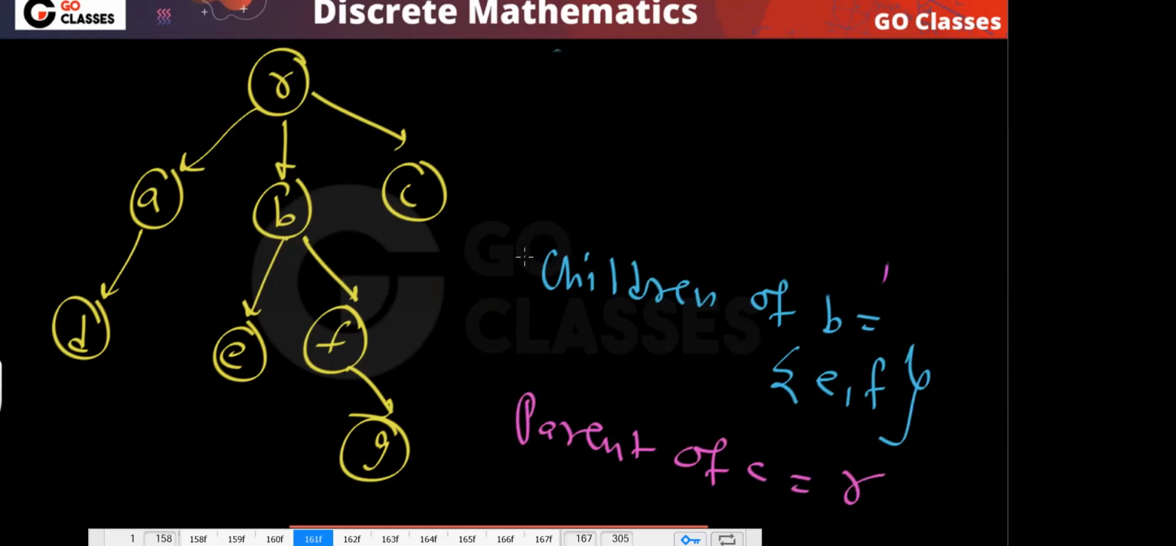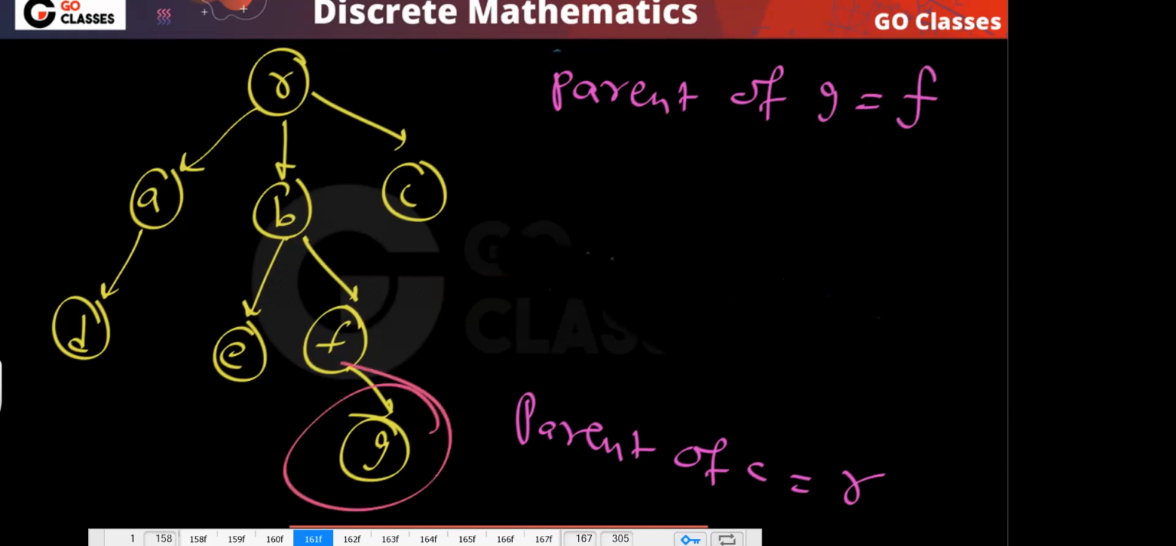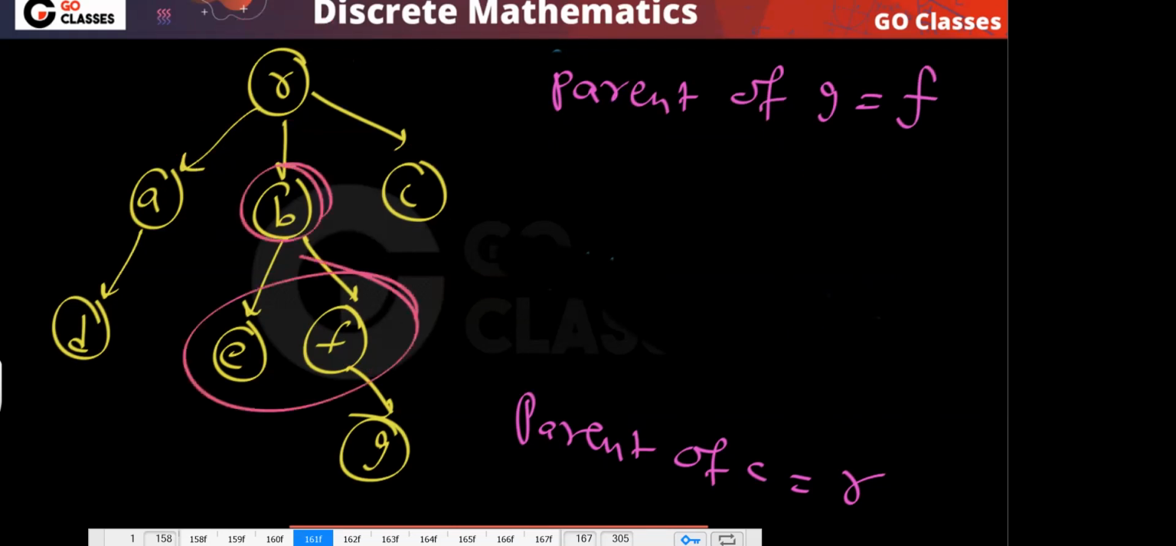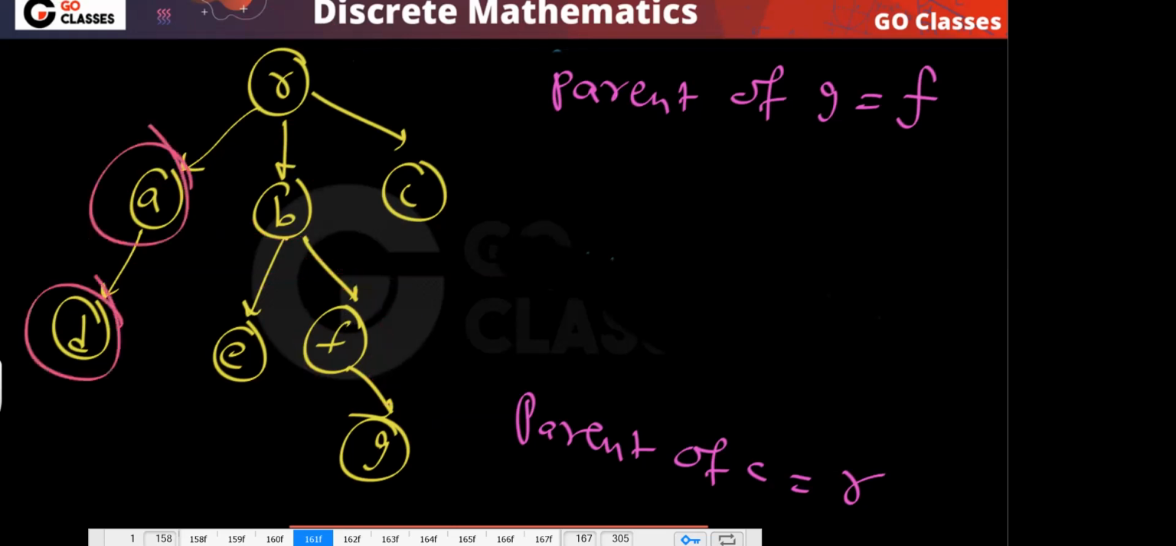Tell me one more thing. So the parent of C is R. What is the parent of G? That is F. So for G, the parent is F. So this is the parent, these are the children. This is the parent, these are the children.